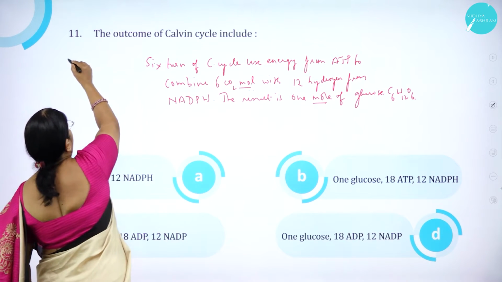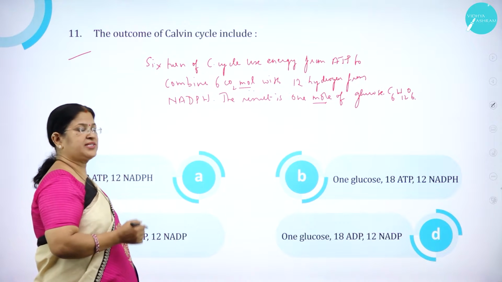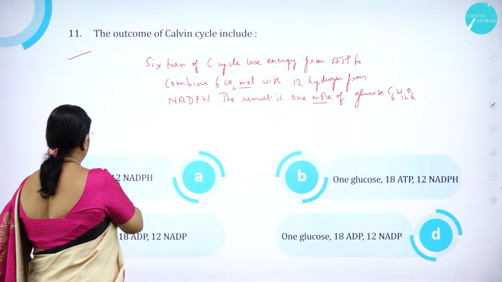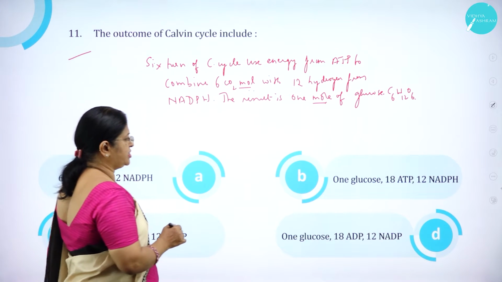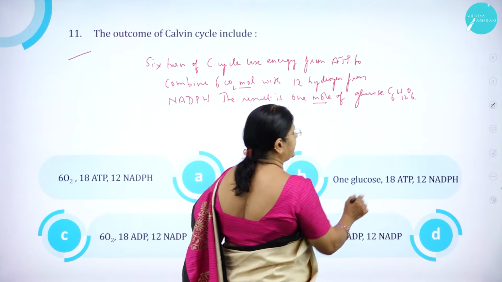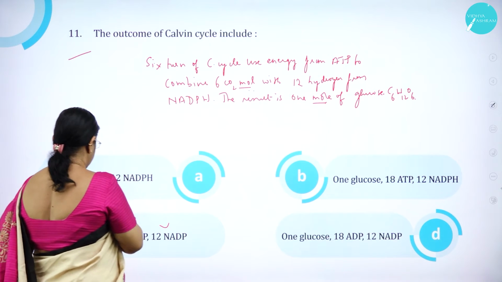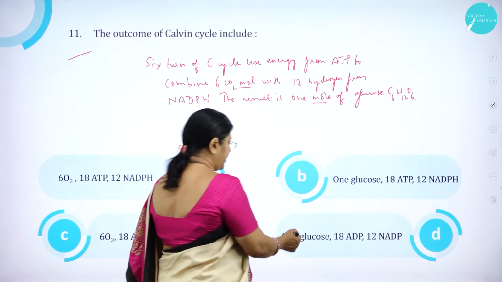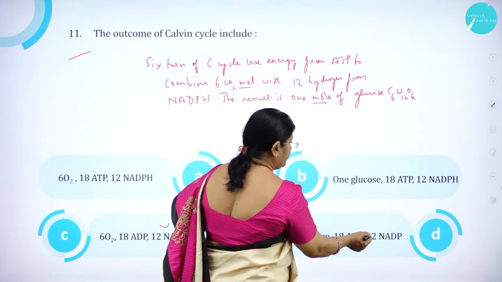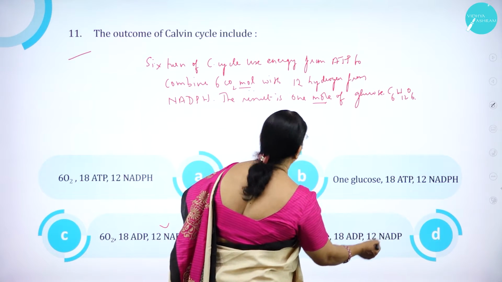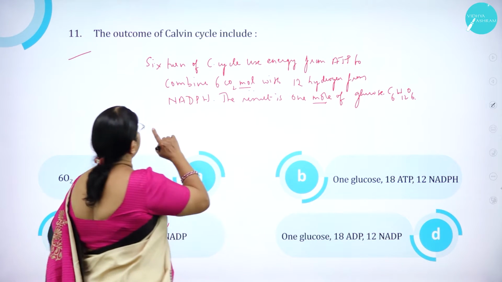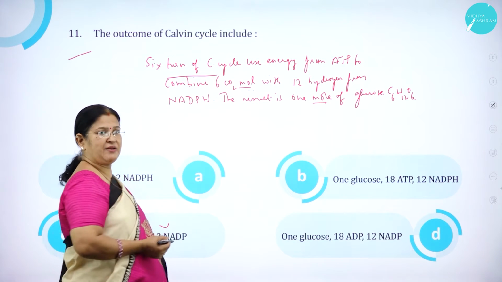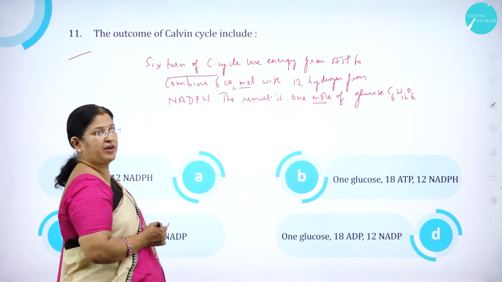Moving on to question number 11. The outcome of Calvin cycle include: option A, 6 O2, 18 ATP, 12 NADPH. Option B, 1 glucose, 18 ATP, 12 NADPH. Option C, 6 O2, 18 ADP, 12 NADP. Option D, 1 glucose, 18 ADP and 12 NADP.